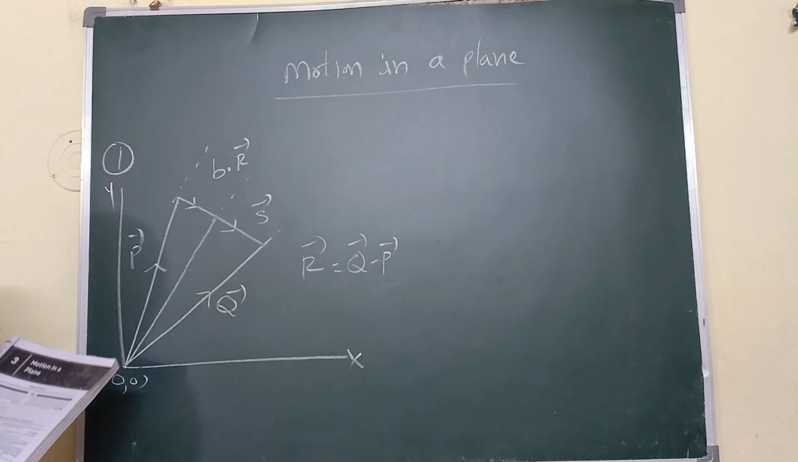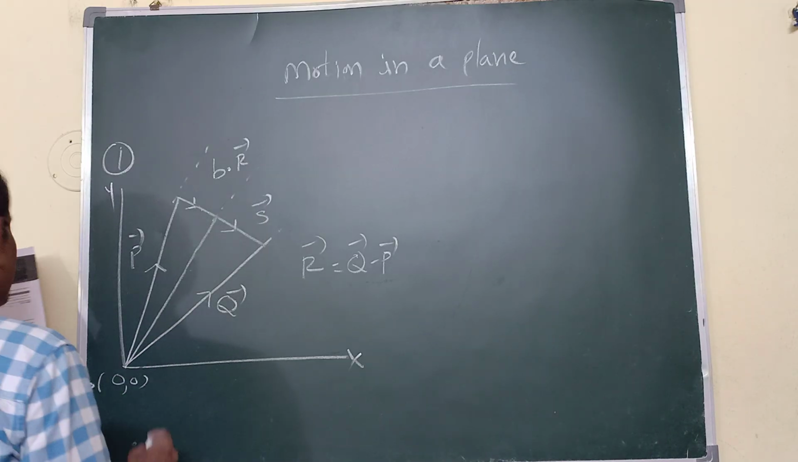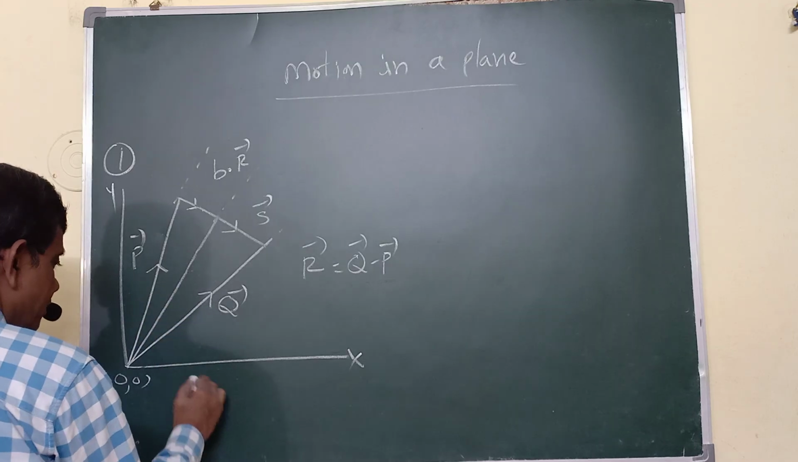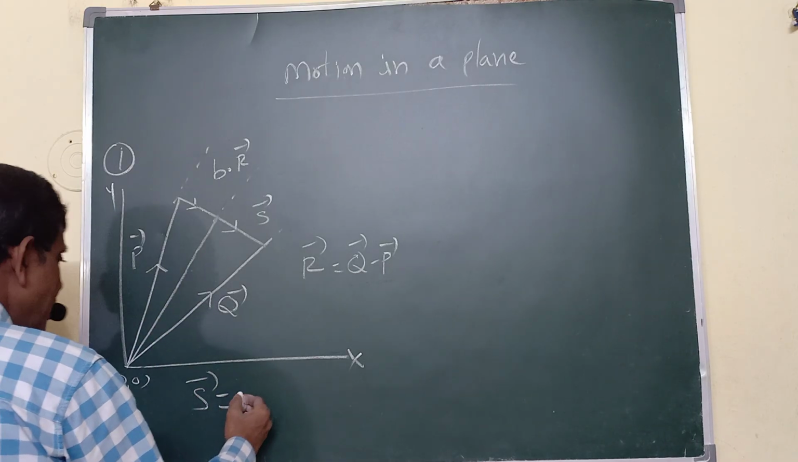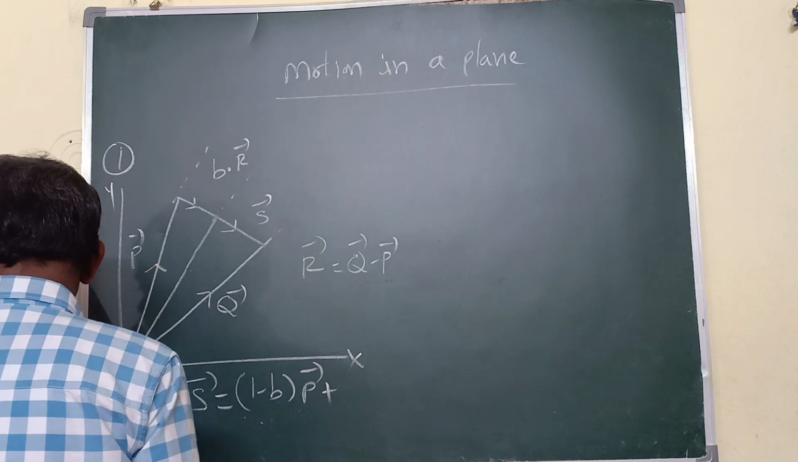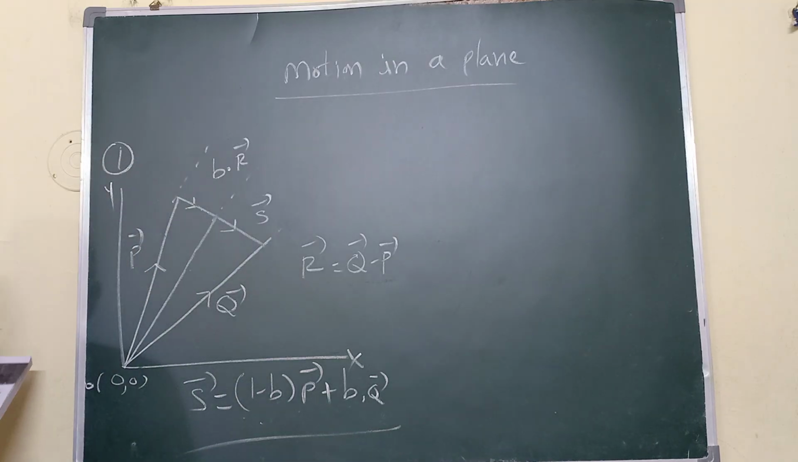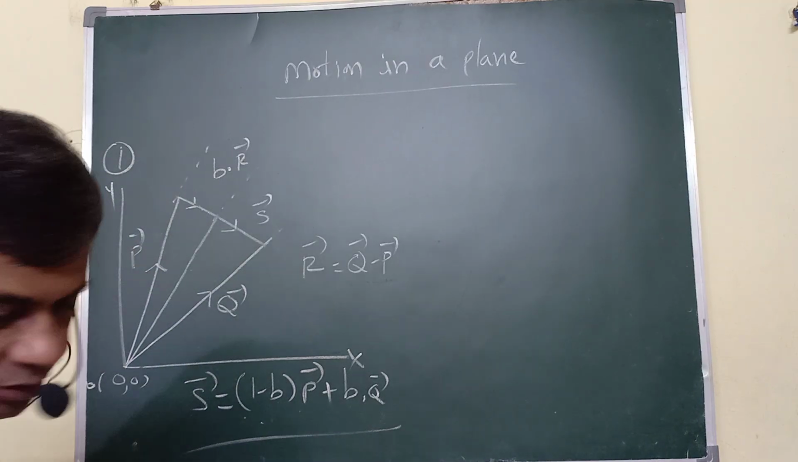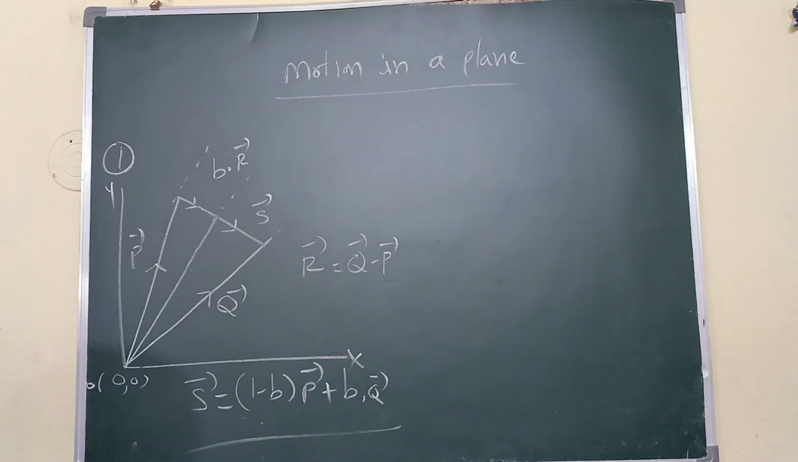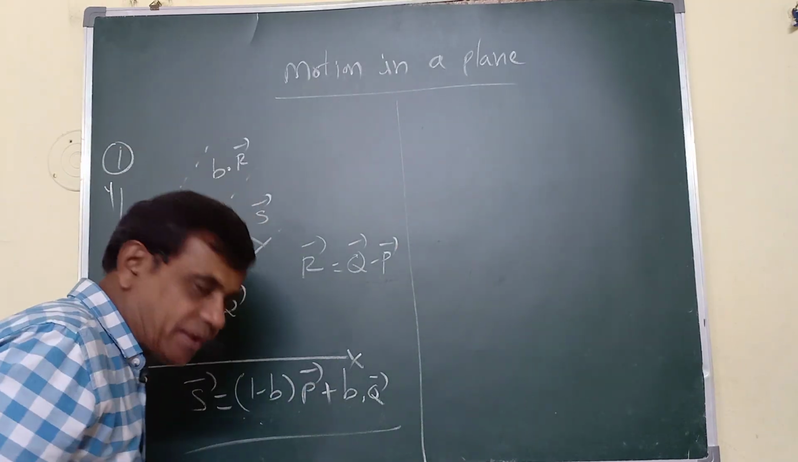So by using these conditions, we are giving one relation. So here what is the relation? That is S equals to 1 minus B into P plus B into Q. This is the answer. This we are deriving now. So before going to this, you go to addition of vectors. What is the addition of vectors? That concept we are applying. Just I am explaining that.